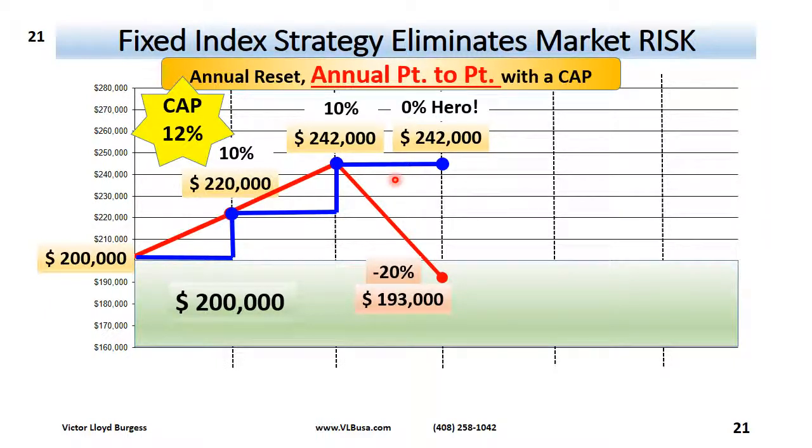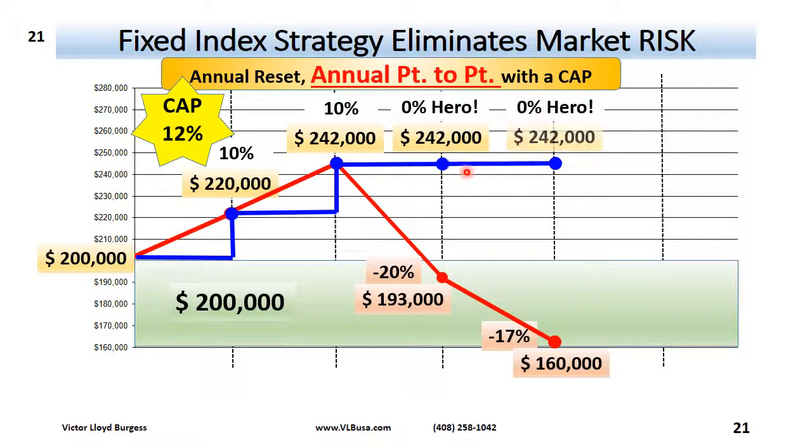That strategy says we made 0 or a negative return, so they don't take anything away from us. 0 is our hero. We keep our $242,000. But the people in the market took a loss. Now, the next year, that minus 17% hits. Again, we're not unhappy. We applied a strategy. It says at the end of the year we didn't make any money, but they didn't take anything away. 0's our hero again, and we maintain our gains.